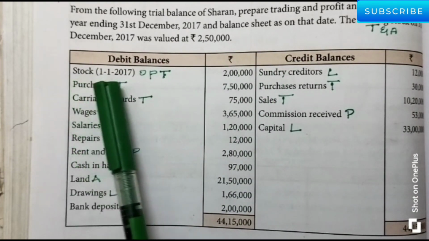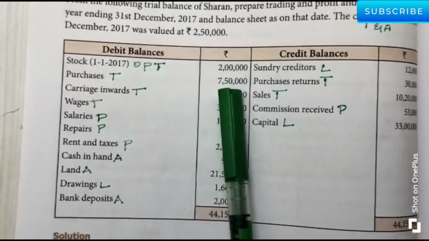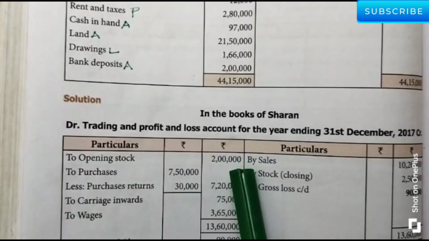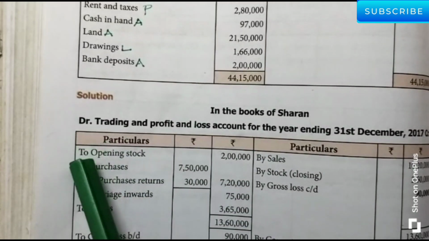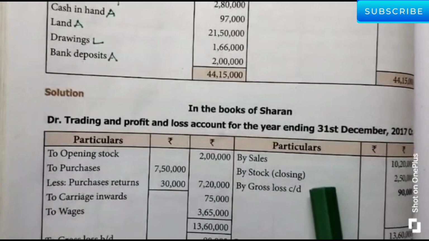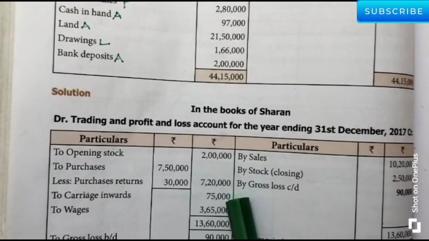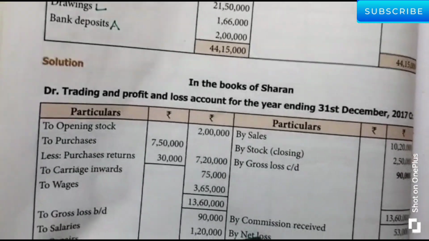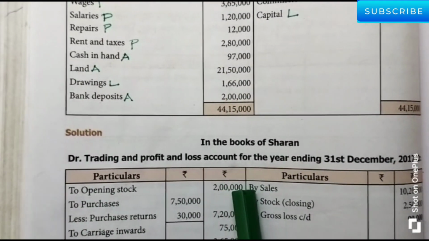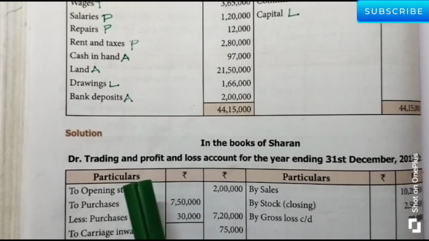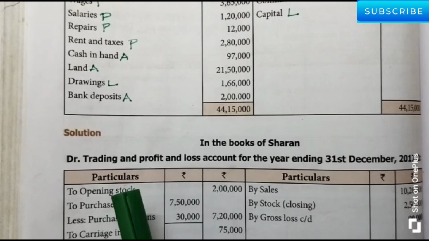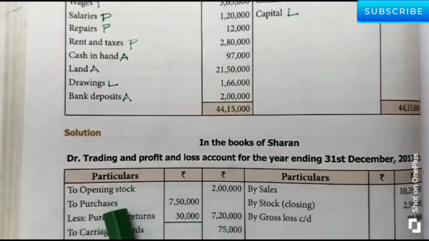So opening stock on 1/1/2017 is 2 lakhs rupees. So we have entered "To opening stock" 2 lakhs rupees. Listen, you always start with the word "To" on the debit side of the trading and profit and loss account, and you always start with the word "By" on the credit side, okay? So to opening stock 2 lakhs rupees entered. After entering opening stock, you have to enter the purchases account as per the format of the trading account.